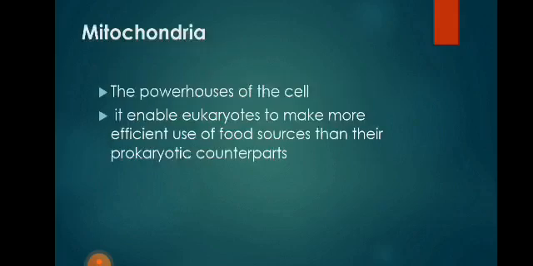Next are the mitochondria, the powerhouse of the cell. They enable eukaryotes to make more efficient use of food sources than their prokaryotic counterparts. Mitochondria are membrane-bound cell organelles that generate most of the chemical energy needed to power the cell's biochemical reactions.